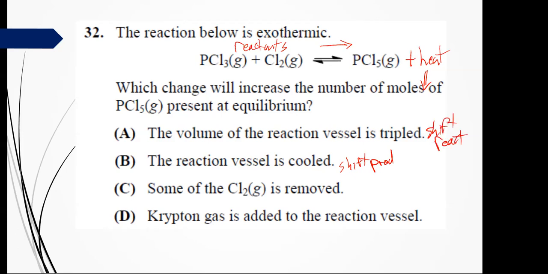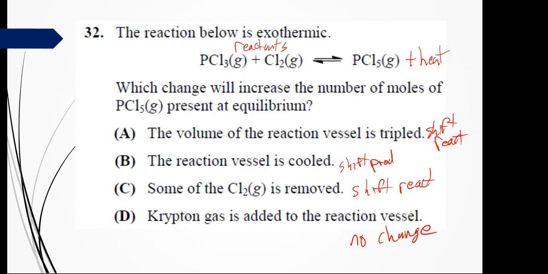Reactants. Now, if we remove reactant, which direction should we shift? So if we remove Cl2, which direction should we go? Goes left, right? So shift towards our reactants to recover them. And then if we add in krypton gas, what happens with that one? Nothing, no change. So remember that adding in an inert gas doesn't impact our equilibrium.